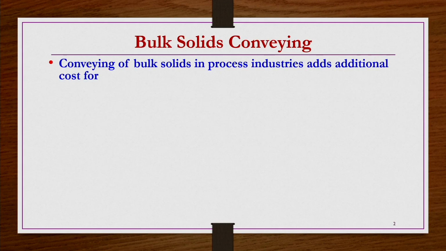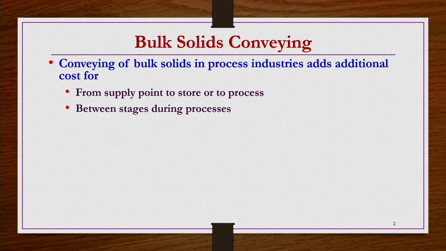So, bulk solids conveying. Bulk solids conveying adds additional cost to the installation as well as the operational cost of the given process industry in general. So, why do you need conveying of bulk solids in such process industries, which adds additional cost? Because you need to supply material from the point of supply to store or to process. Sometimes you need to convey these solids between stages during the processes where the unit processes or unit operations are taking place.